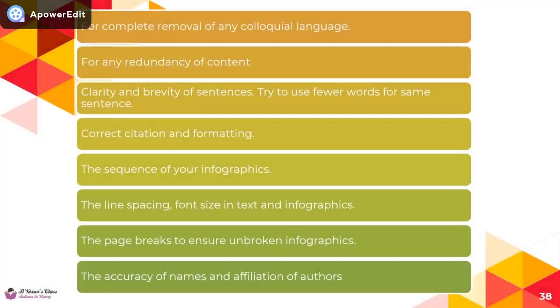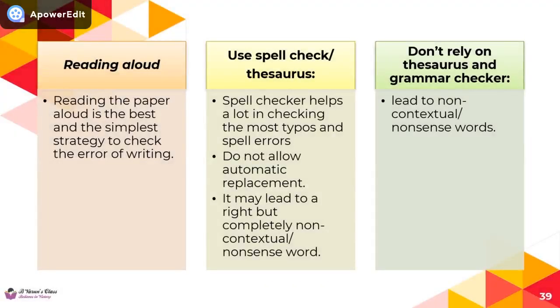complete removal of any colloquial language, any redundancy of content, correct citation and formatting, the sequence of the infographics, the line spacing, font, text, page breaks, and accuracy. All these things can be checked in a precise or concise way. The best way to check the journal correction is reading aloud, and using spell check or thesaurus. Don't rely on thesaurus or grammar checker.